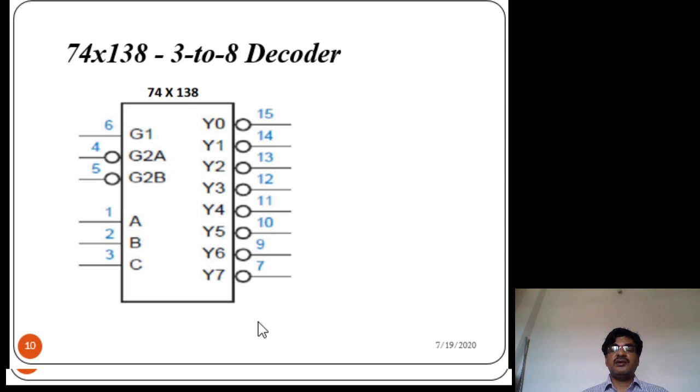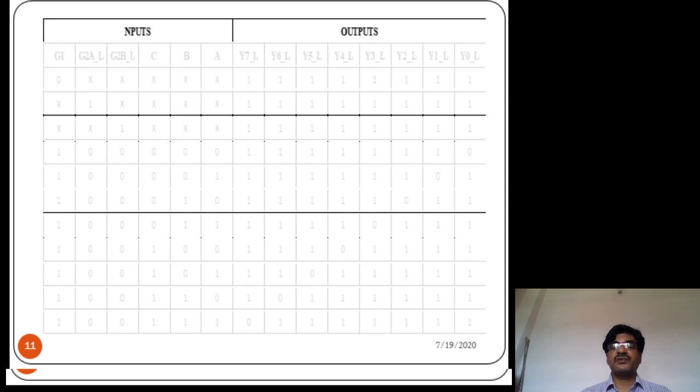Now for that action, let us draw a truth table. So to enable the IC, what is the enable data? 100. Otherwise, the IC is inactive. It can't show decoder functionality. Now let us draw the truth table for this. It has certain inputs and outputs. The inputs are 3 enable inputs and 3 data inputs.